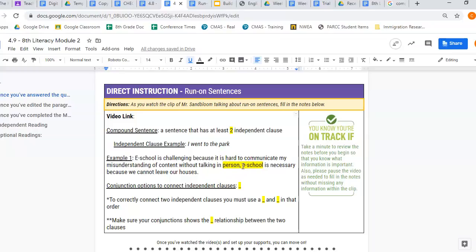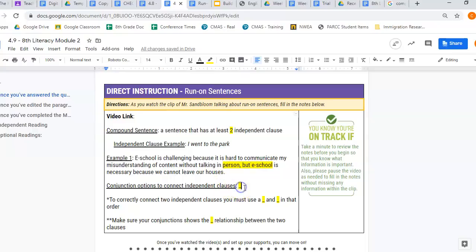So when I look at this example, I know that in order to connect this, I can't just have a comma here. I also need to have a conjunction that connects these two, right? So these are conflicting independent clauses. So in this case, I want to put the word but here, right? So it says eSchool is challenging because it is hard to communicate with my misunderstanding of content without talking in person, but eSchool is necessary because we cannot leave our houses. Right? So this conjunction of but with the comma before it connects the two independent clauses in the correct fashion.